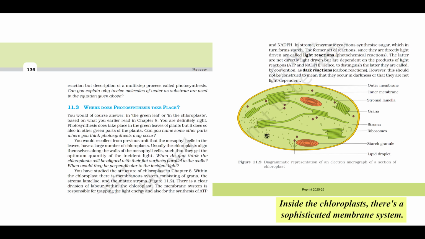Inside the chloroplast, there's a sophisticated membranous system. This includes stacks of disc-like structures called grana. Each stack is a granum, and the individual discs are thylakoids. And then there are stroma lamellae, which are flat membranous tubules connecting different grana. All of this membrane system is embedded within a fluid matrix called the stroma.